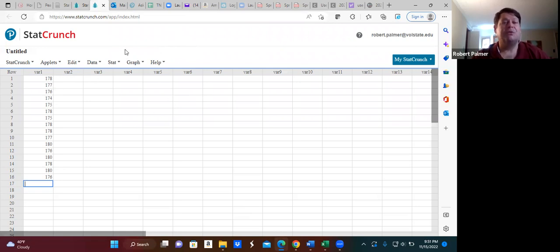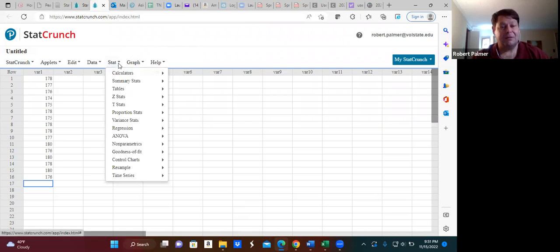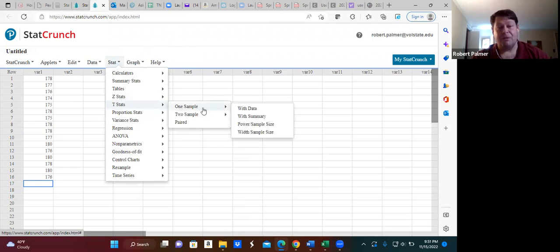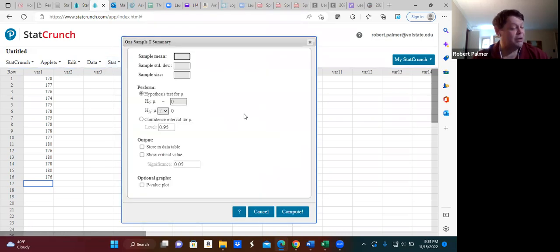But here, our path is going to go to Stat. Then look at our options. We have T-Stats. We go to one sample. And this time we have a choice with data or with summary. This time we use summary, since we have the sample mean and sample standard deviation. Then we just type that in.